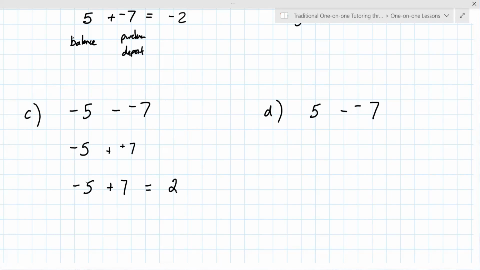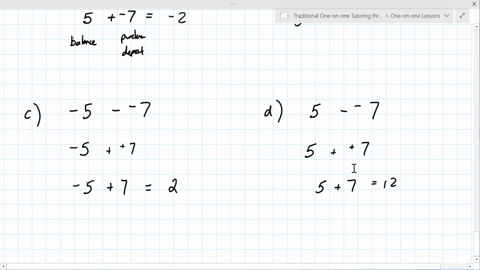All right, so that's good. Now let me see on the next one is 5 minus -7. It's going to be the 5 stays there. The minus turns into a plus. And then the -7 is going to be a +7 because it's a double negative. So now I have 5 plus 7, which equals 12. So I have a +12. Very good.